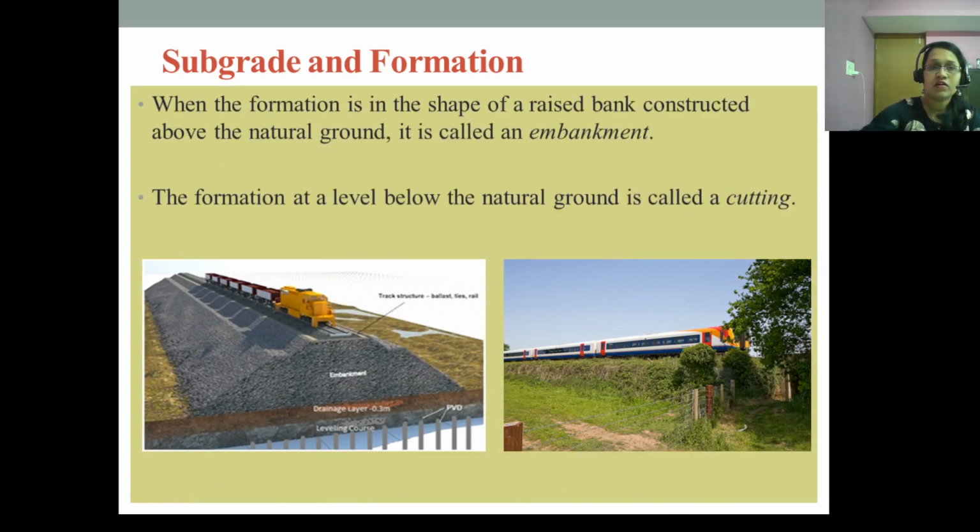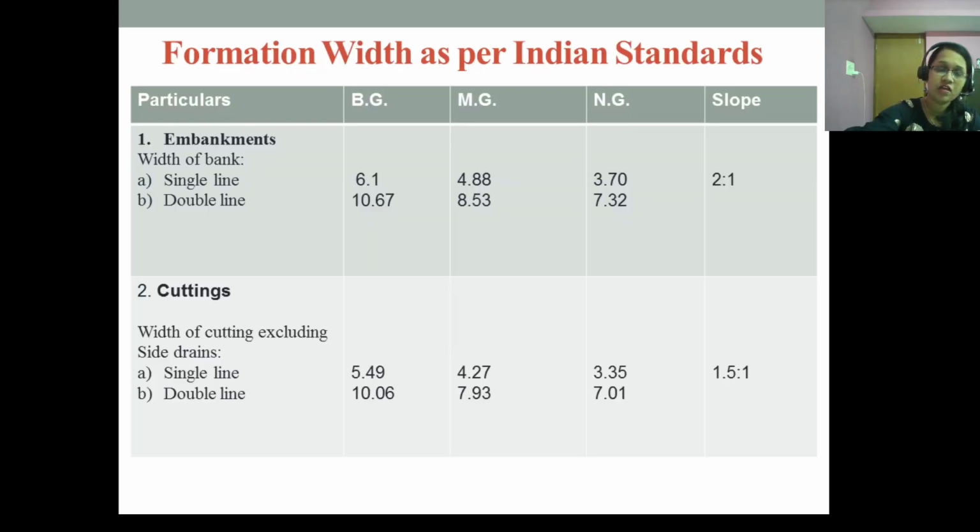When the formation is in the shape of a raised bank constructed above the natural ground, it is called an embankment. As you can see here, this is the embankment. The formation at a level below the natural ground is the cutting. Then this is the formation width as per the Indian standards.